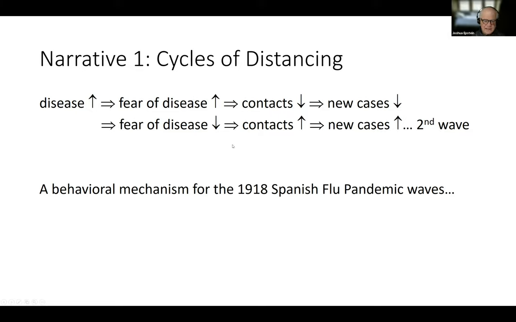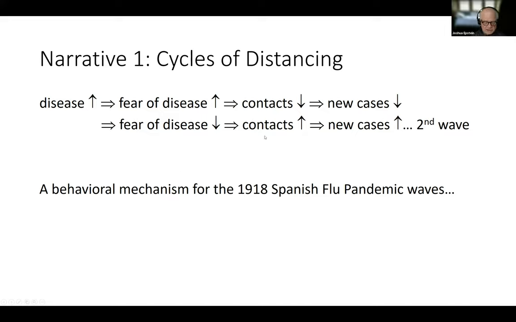But now, because the cases have fallen, people stop being afraid of the disease. They stop distancing and wearing masks. Their contacts go up, and it produces a second wave because contact goes up. So the basic narrative, and we'll talk about this in the empirical end, is basically: disease spike produces a fear spike. That reduces contacts and cuts new cases. Because the cases are falling, fear falls, contacts go up again, and new cases explode.